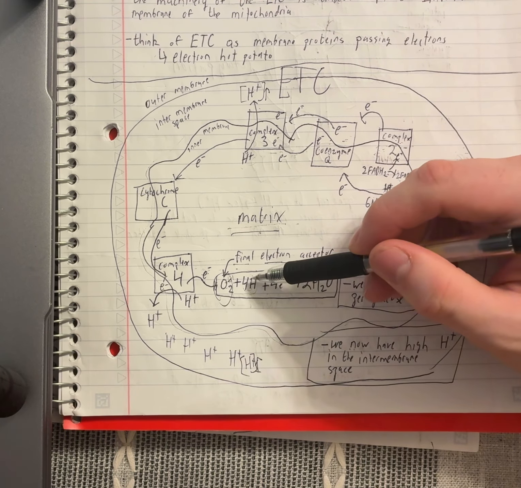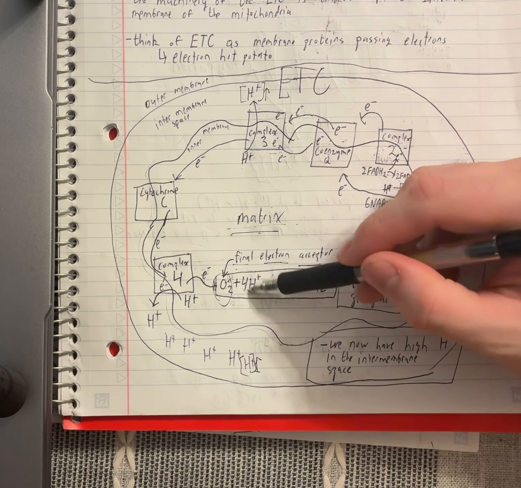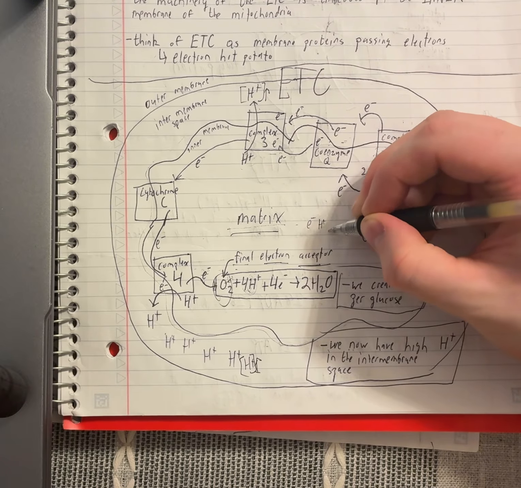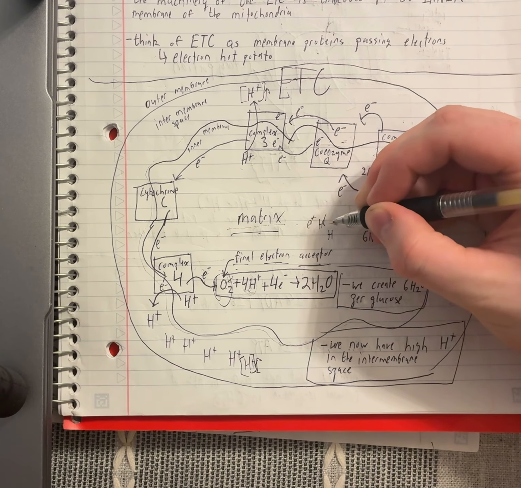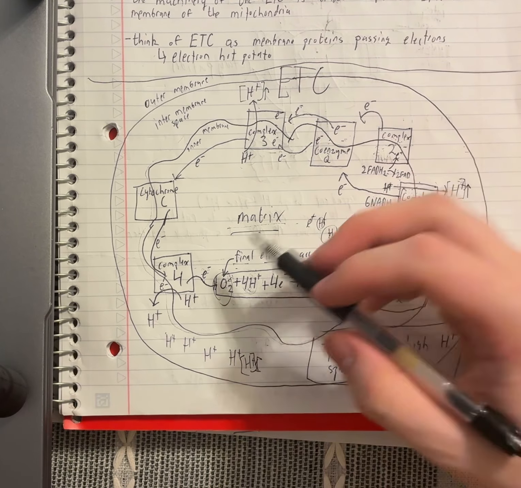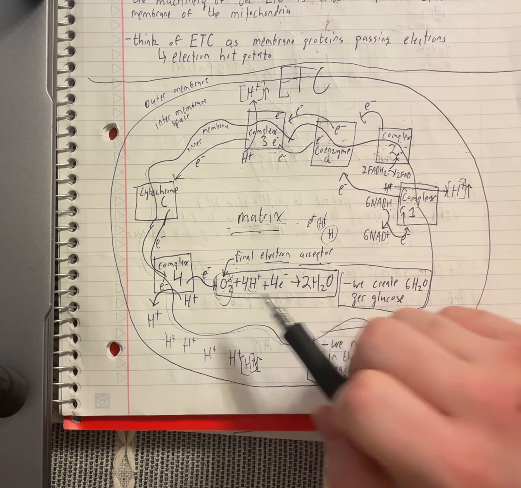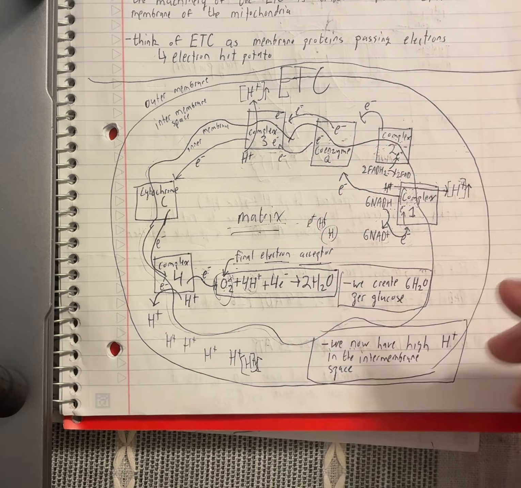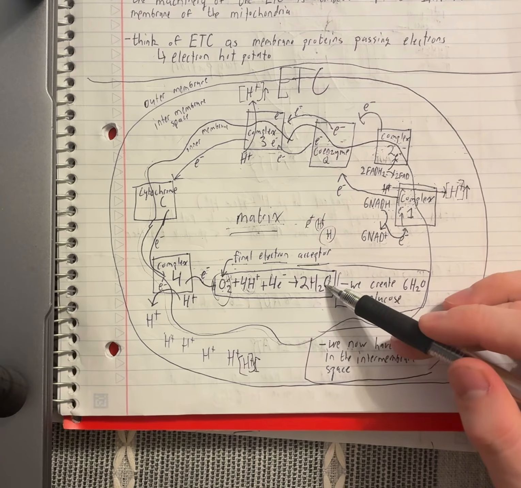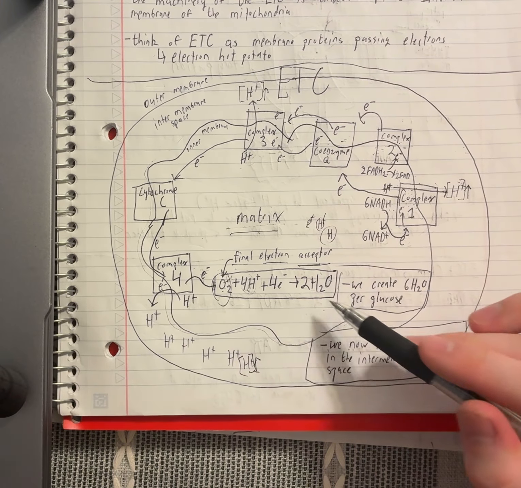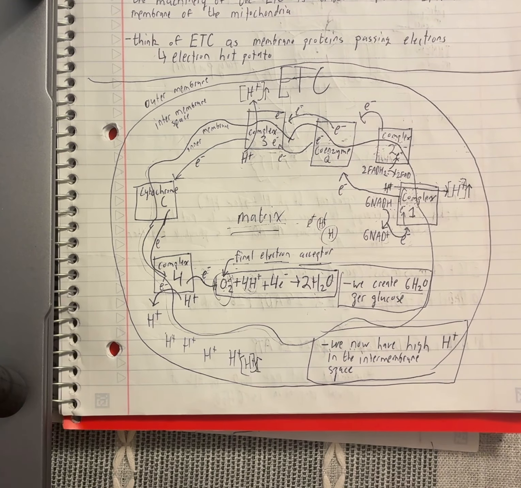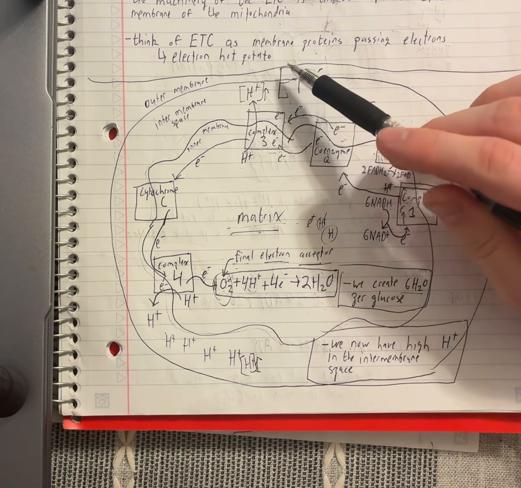And what happens when we combine electrons and protons? Well, remember, if we have one electron and one proton, these cancel each other out, and we're left with just hydrogen. And if we have hydrogen and oxygen being combined, that's going to become H2O, water. So this is where the water comes from in cellular respiration. Water comes from the electron transport chain. We're going to get 6 molecules of water per 1 glucose. So that is going to be it for the electron transport chain.